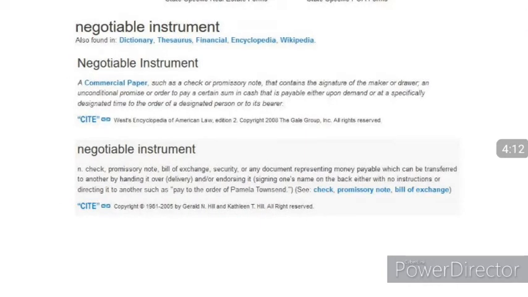But I just want to define what a negotiable instrument is. A commercial paper, such as a check or promissory note, that contains the signature of the maker or drawer, an unconditional promise or order to pay a certain sum in cash that is payable either upon demand or at a specifically designated time to the order of a designated person or to its bearer.